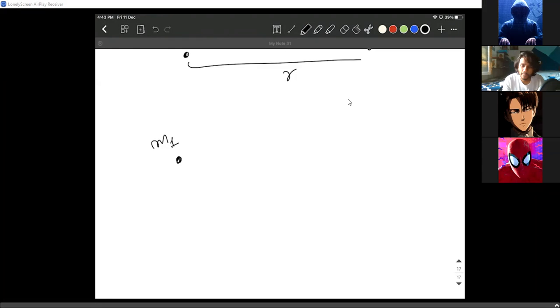Both masses were next to each other, sticking to each other, and then they were pulled apart. So the potential energy can be defined that way? Yeah, we can say that. We can definitely say that.